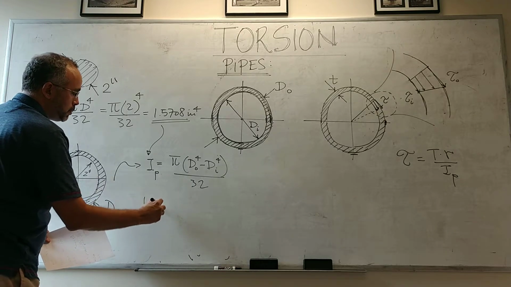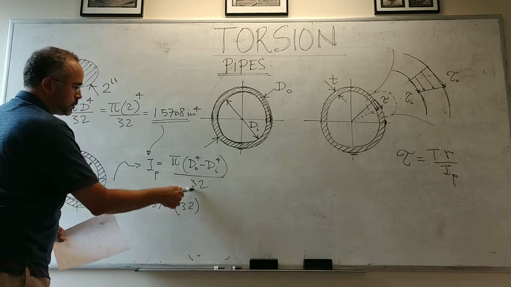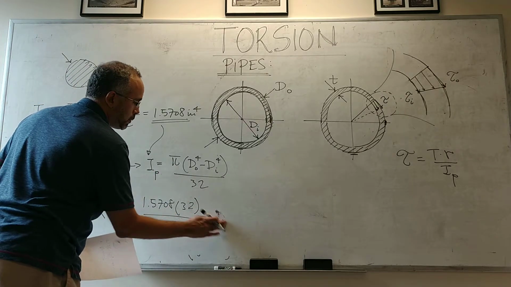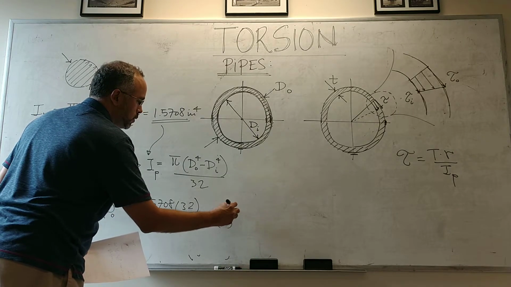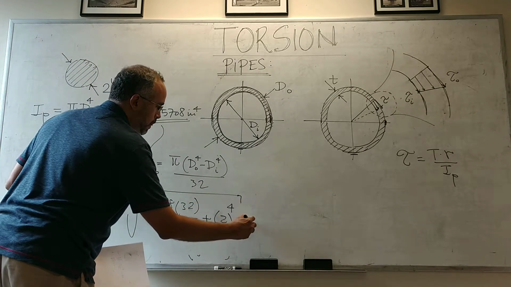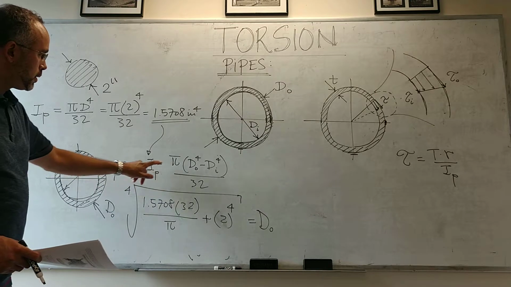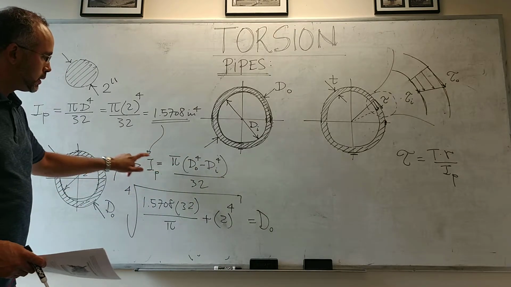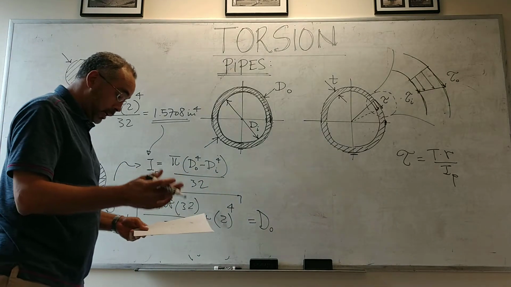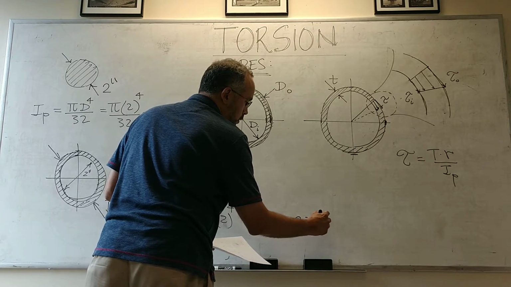So we put this number in here, 1.5708 times 32 divided by pi, plus inside diameter, which in this case is 2 inches, to the fourth, all of that, the fourth root, that gives us the outside diameter. Okay. Multiply by 32, divide by pi, add di to the fourth, then take the fourth root of that. If you do that calculation, you end up with this number, 2.38 inches approximately.